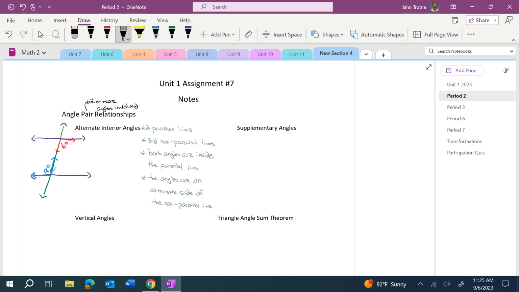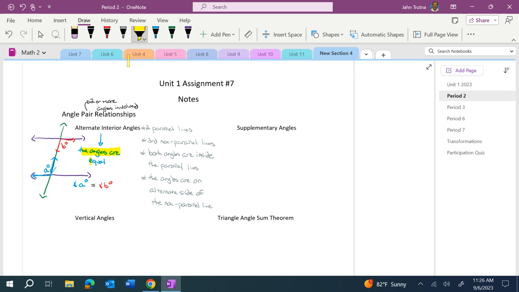And when angles are alternate interior angles, the angles are equal. Okay, so what does that mean? It means that whatever angle A's measurement is, it is going to be equal to whatever angle B's measurement is. So angle A would be congruent with angle B.